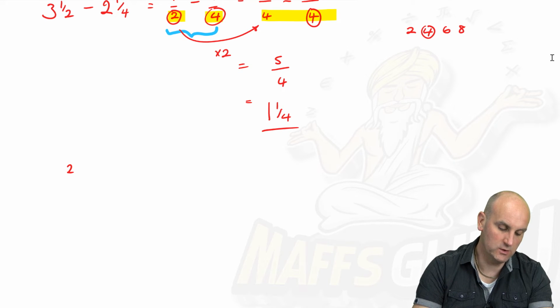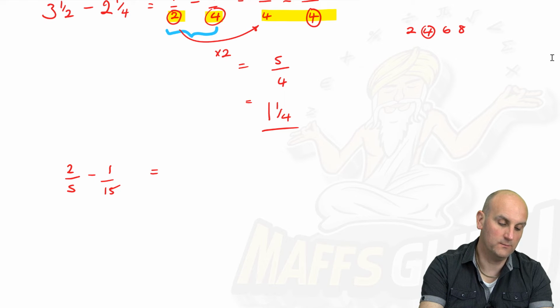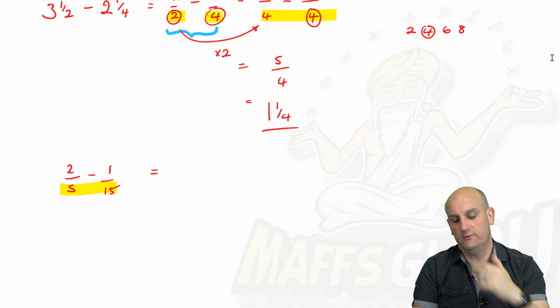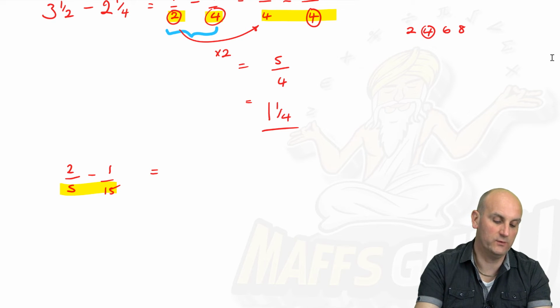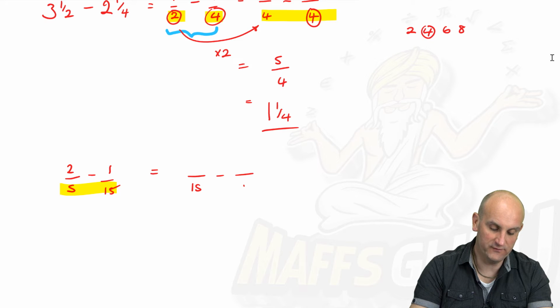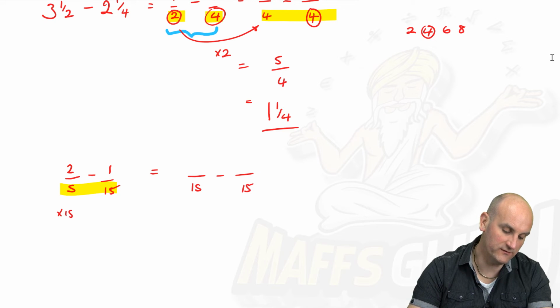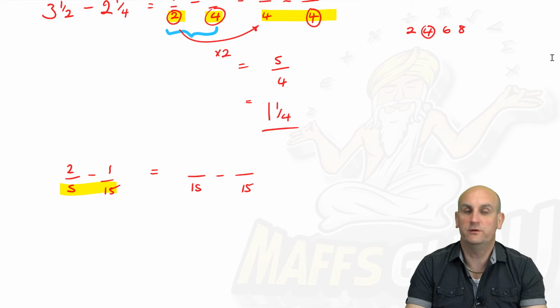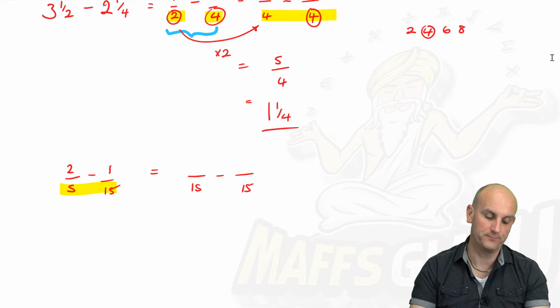Let's do 2/5 minus 1/15. Now I happen to know that 5 goes into the 15 times table, or rather, 5 divides into 15. So what I'm actually going to do is make the bottom of both of these fractions 15. Yes, you can times this one by 15 and that one by 5, but it just makes more work for you because you then have to cancel down later on.